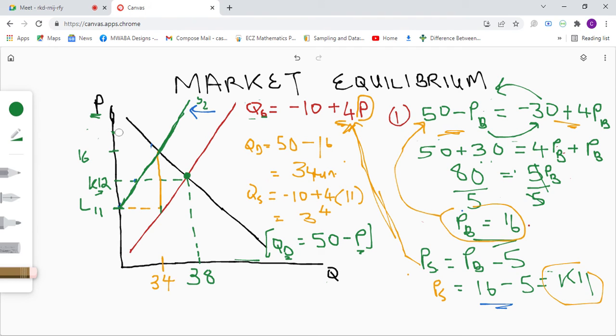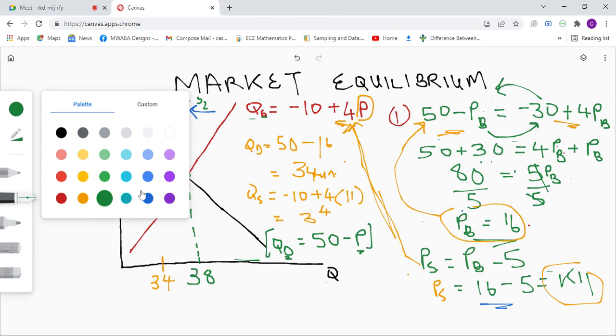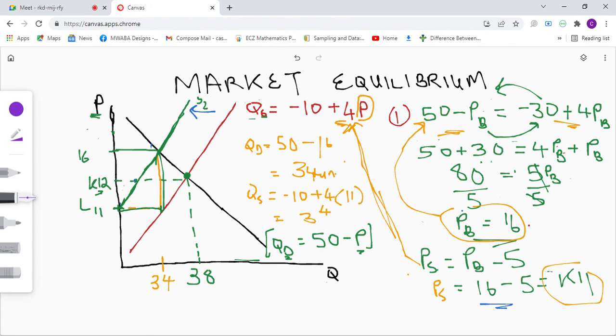So now we want to find out how much revenue has been earned by the government. Because remember, governments make us pay taxes because that's the way they earn revenue. Okay, so the revenue is represented by this box here, which I'm about to shade in purple. This box here represents the tax revenue that the government has.